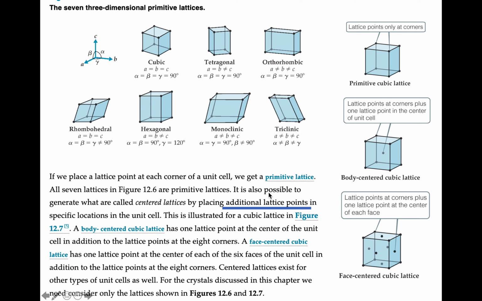Now, sometimes we have lattices that also have additional lattice points present. This is something that we include in our class. So for a cubic one, we could put lattice points at all of the corners. Body centered would put it at all of the corners and 1 in the center as well. Face centered would be putting it at all of the corners and 1 along each of the faces. Sort of like what a dice would look like.